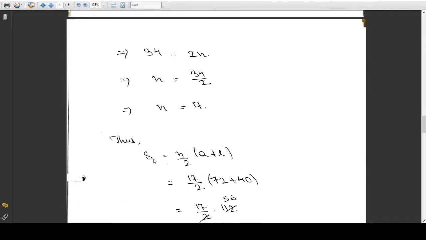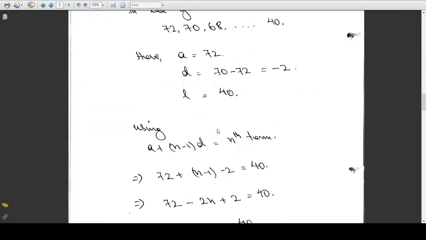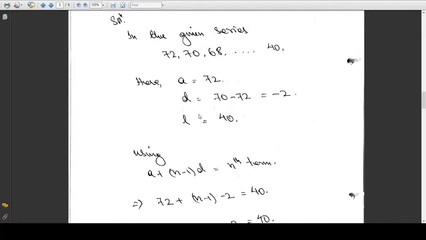Suppose S equals n by 2 times (a plus l), isn't it? N should be there, the number of terms should be there. A is the first term, l is the last term, we know, but n we do not know. Therefore you cannot use it directly for finding the sum. We have to find the value of n first. How many terms are there in this series?